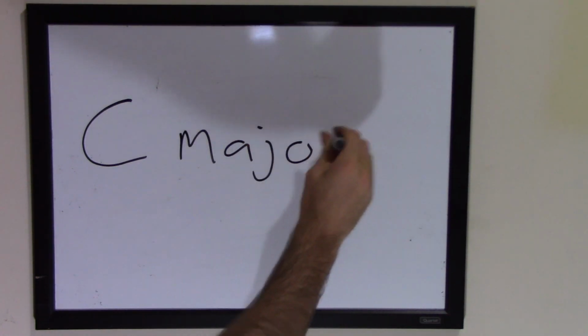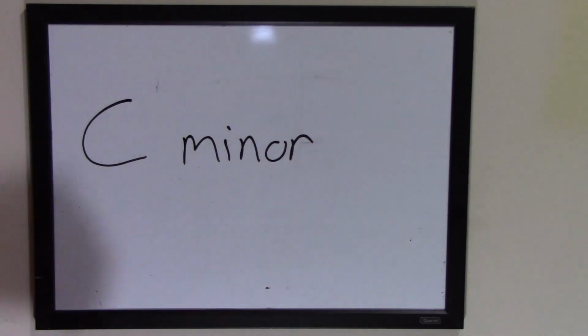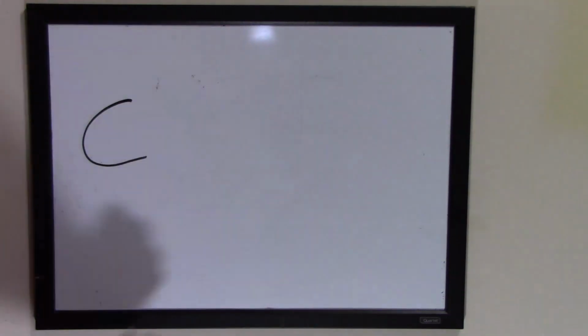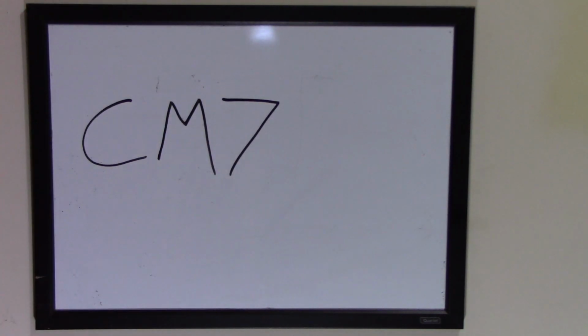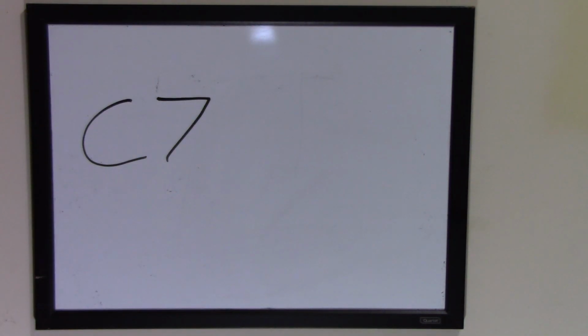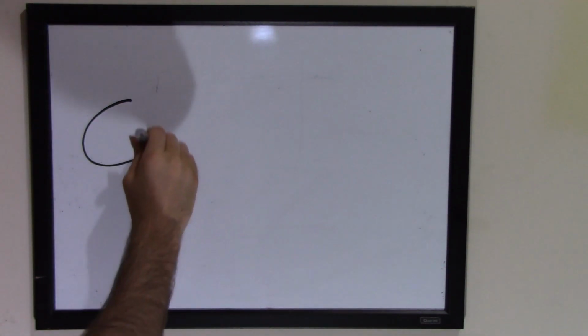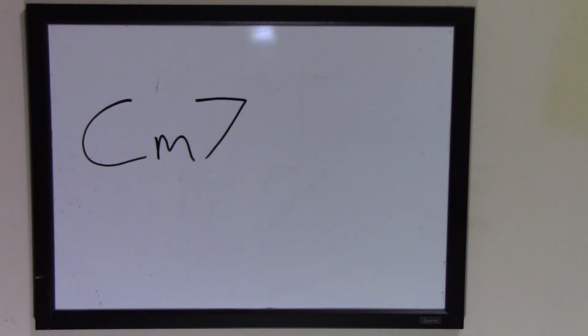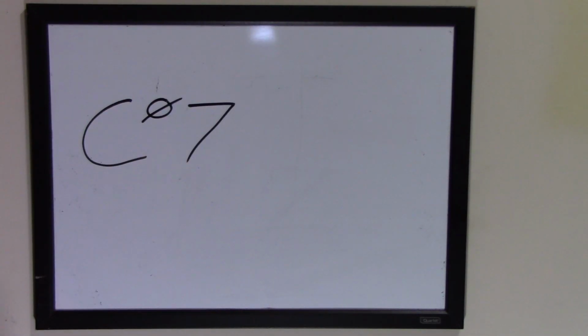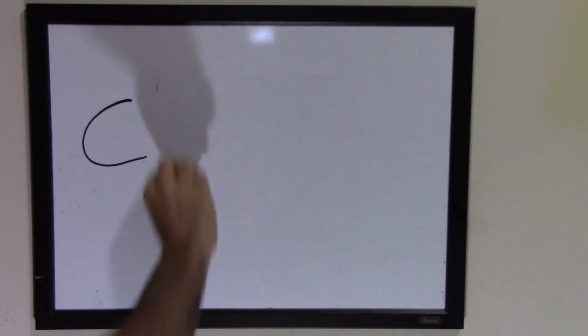So here's a C major chord, a C major triad. C minor triad. C diminished triad. C major seventh chord. C dominant seventh chord. C minor seventh chord. A C half diminished chord. And a C fully diminished chord.